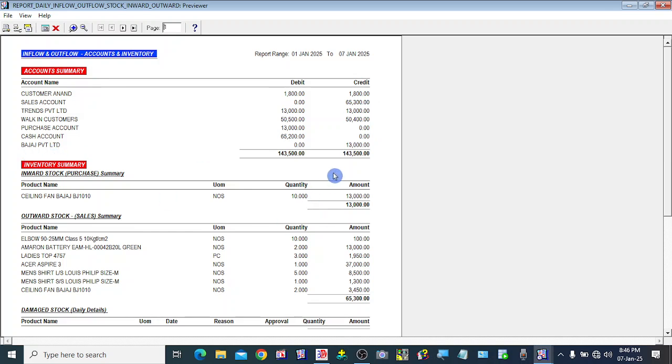So all the accounting information during the date range we have entered, we can see at the top of this report. Down below that we can see the inventory reports. During this 1 week interval, how many items we have purchased, quantity as well as amount wise. Here we can see inventory stock purchase summary. Here ceiling fan Bajaj we have purchased 10 numbers for an amount of 13,000 that we can see here. So only one item we have purchased during the period 1st Jan to 7th January.